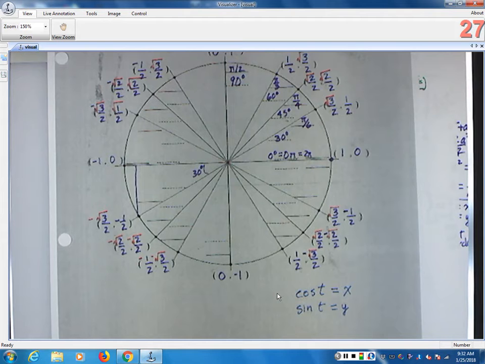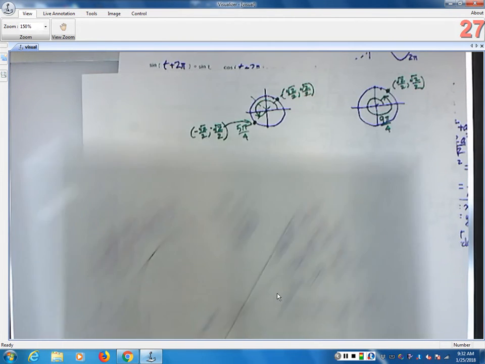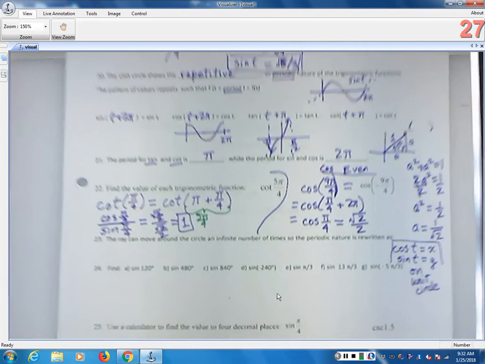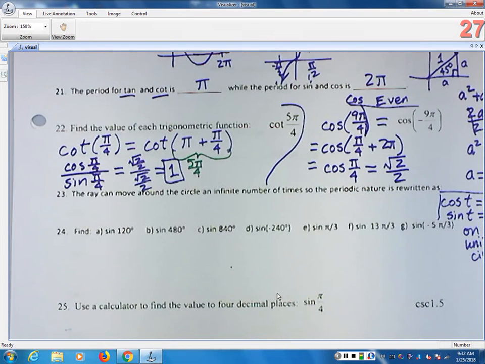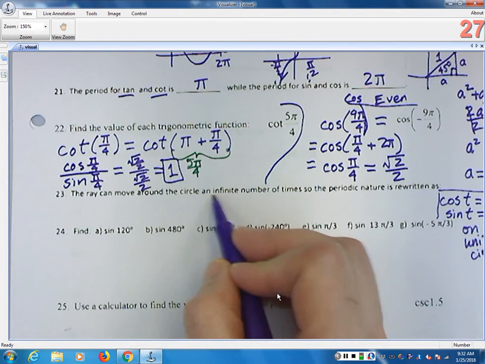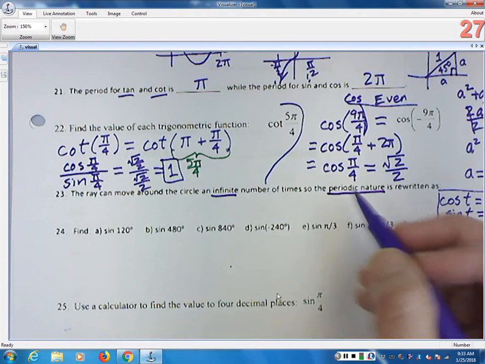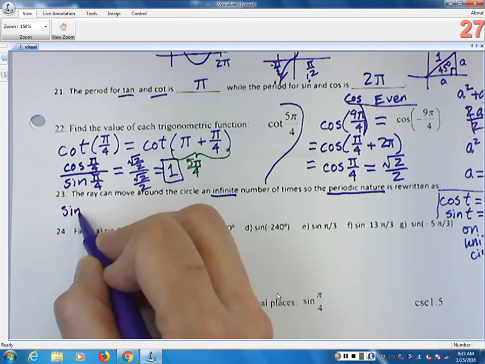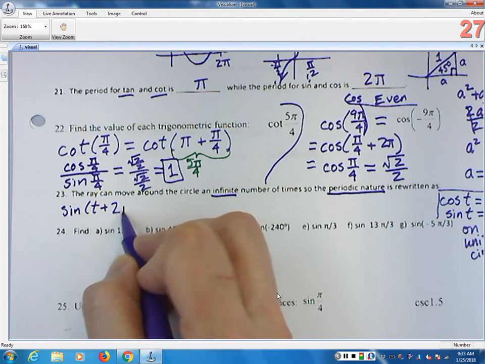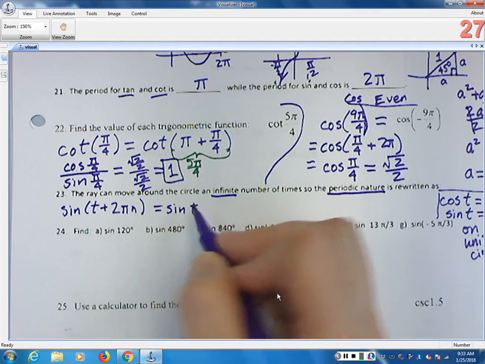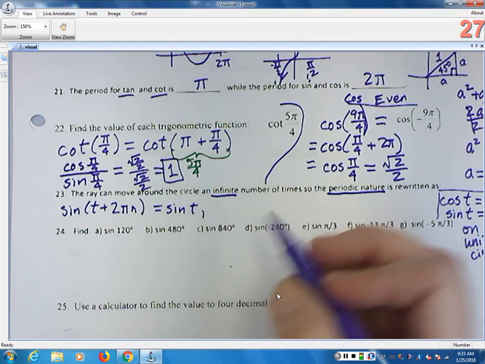Okay. All right. So now that we talked about the unit circle, maybe these will make a little more sense over here. We can move a ray around the circle an infinite number of times, so we can rewrite the periodic nature as sine of t plus 2 pi n equals sine of t.